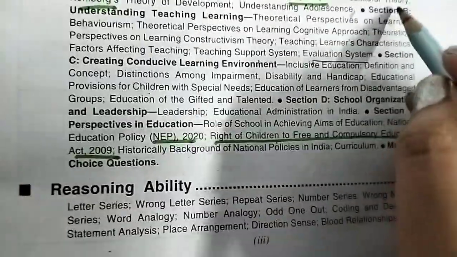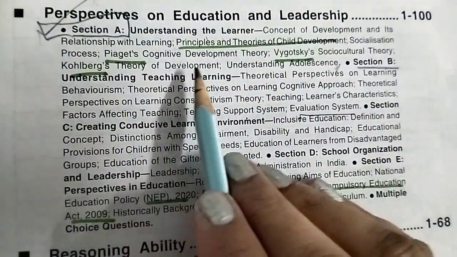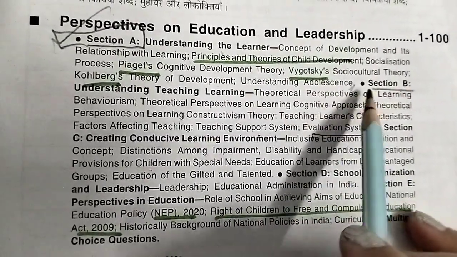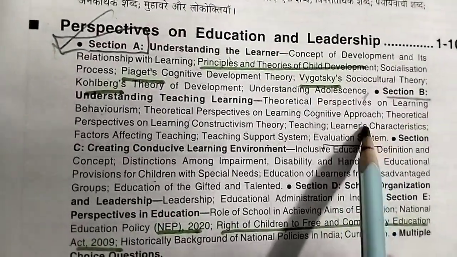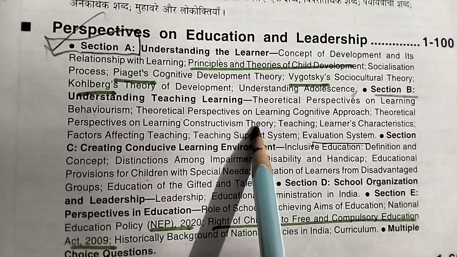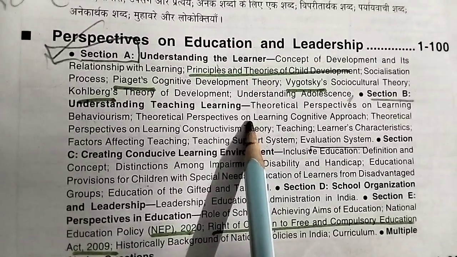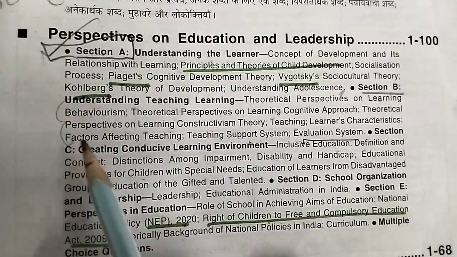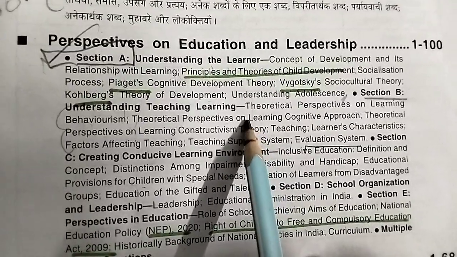See here, section B is mentioned as understanding teaching learning. Theoretical perspectives on learning: behaviorism, the cognitive approach, and the constructivist theory. All of those are also included in the psychology perspective. If we prepare for AP TET, all these will be covered. The concepts are covered in the AP TET syllabus.